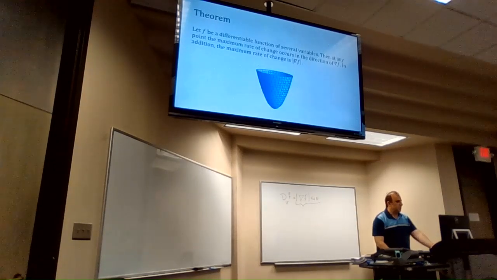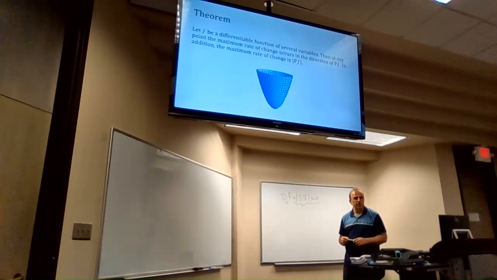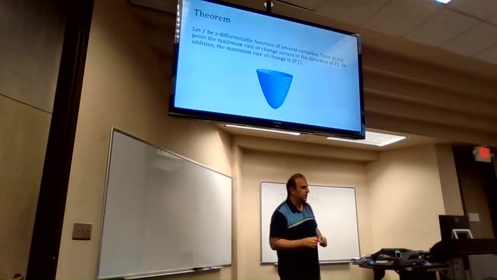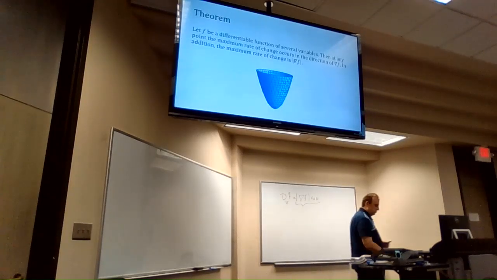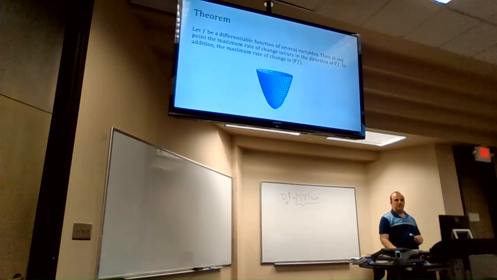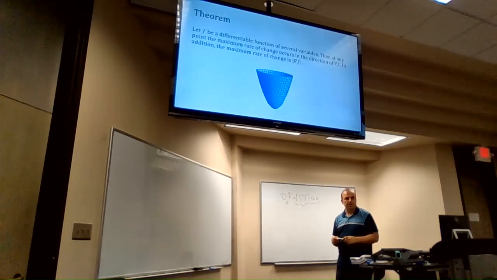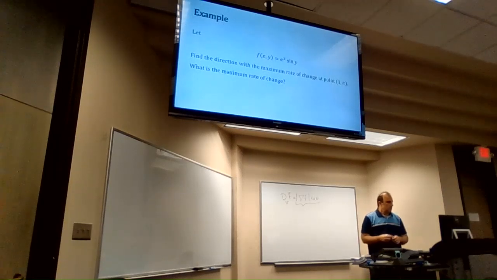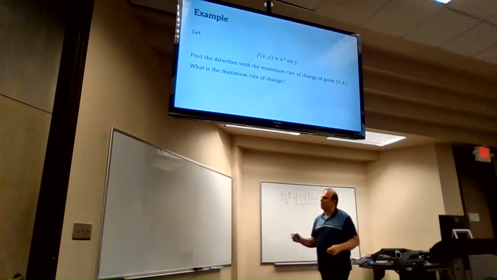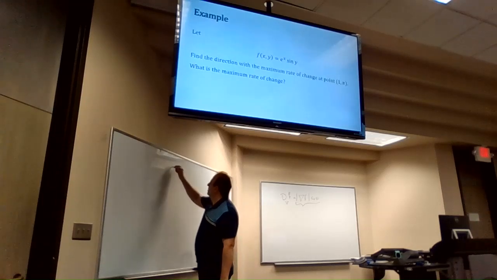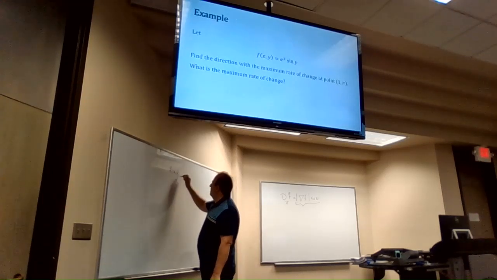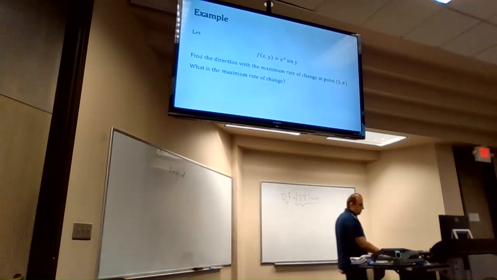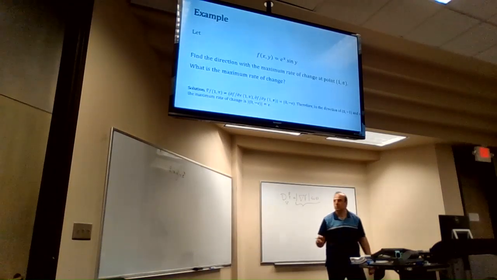Again, let me remind you of the theorem that the maximum rate of change happens in the direction of the gradient, and the maximum rate of change is the norm of the gradient at that point. So here for the function, let me also post the solution for you. I'll explain the solution.